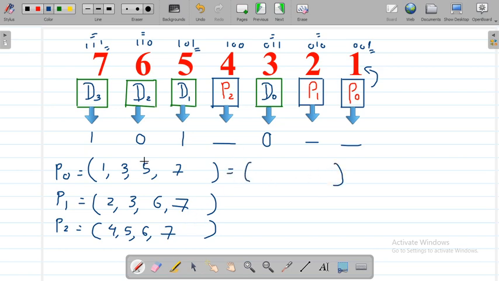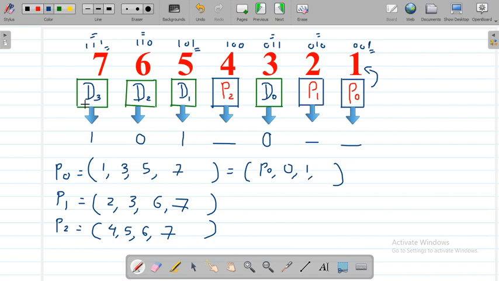Now at position 1 it is P0. We don't know what P0 is. Then 3, 5 and 7. At 3 it is D0. The value of D0 is known, which is 0. At 5 it is D1. The value of D1 is known, which is 1.